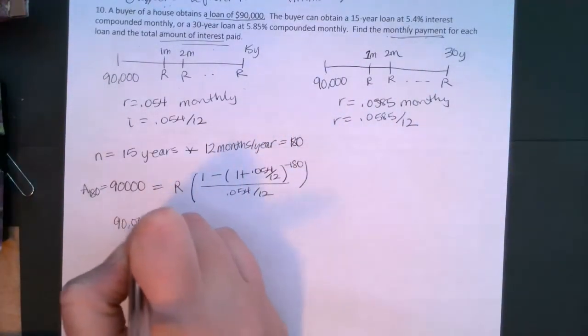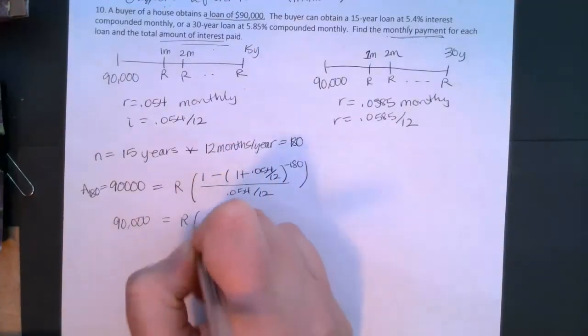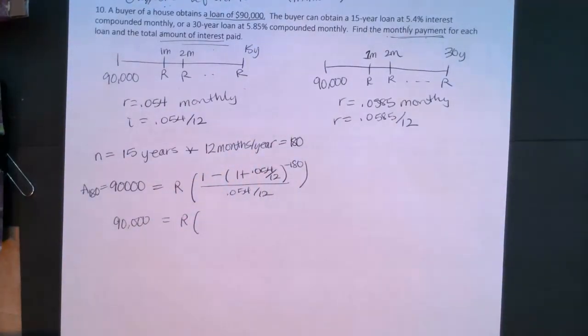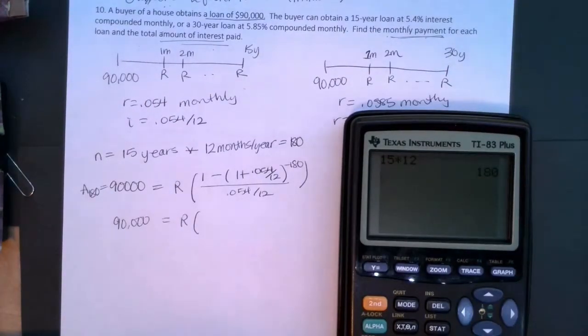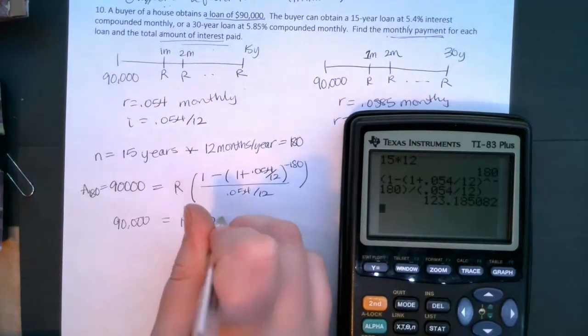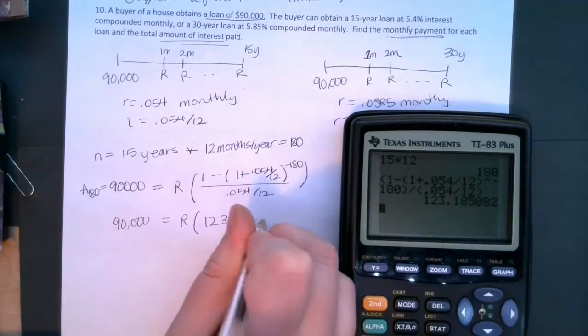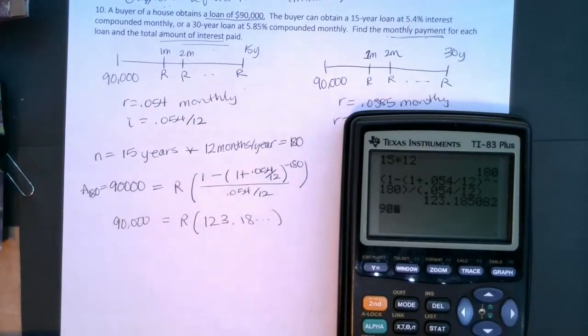So again, I'm approaching it the same way that we've been doing stuff. You could absolutely just use a straight R formula. That's fine. It's the same process. So I'm going to do 1 minus 1 plus 0.054 divided by 12 to the negative 180 over 0.054 over 12. And we get 123.18 and change. So I'm going to divide 90,000 by that answer.